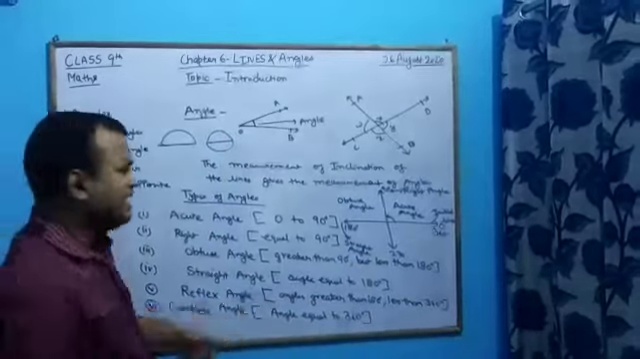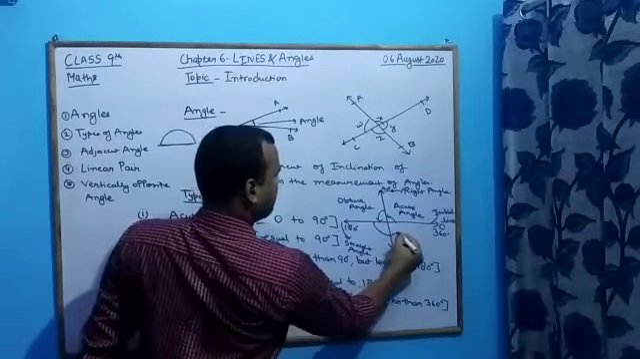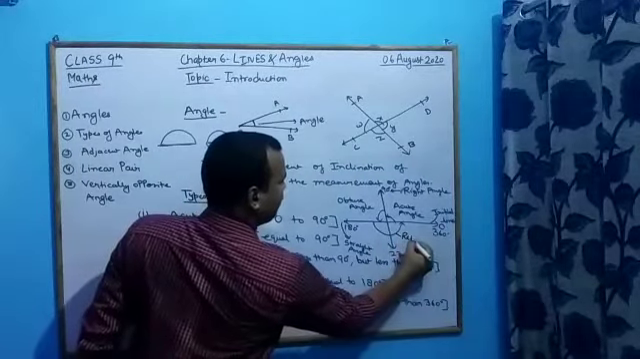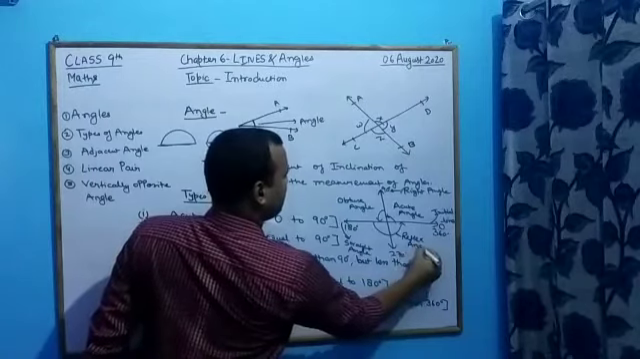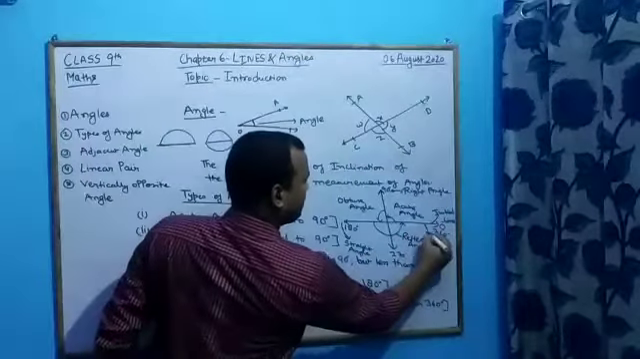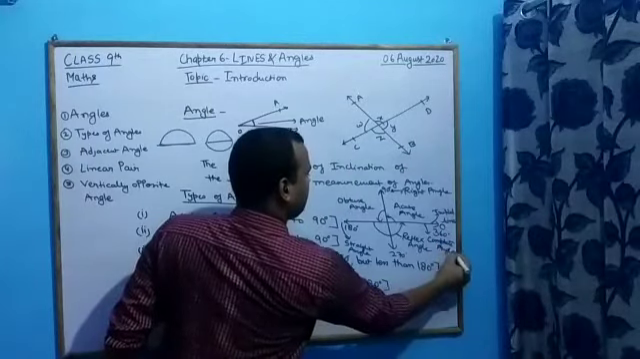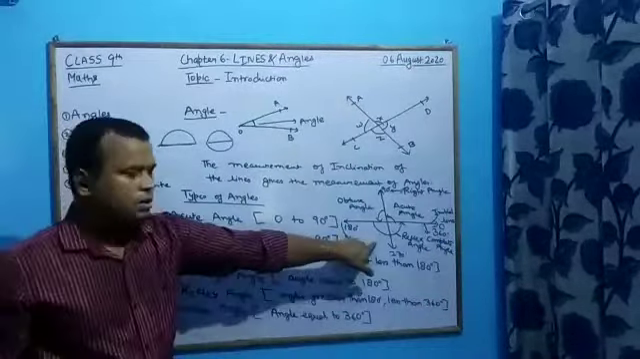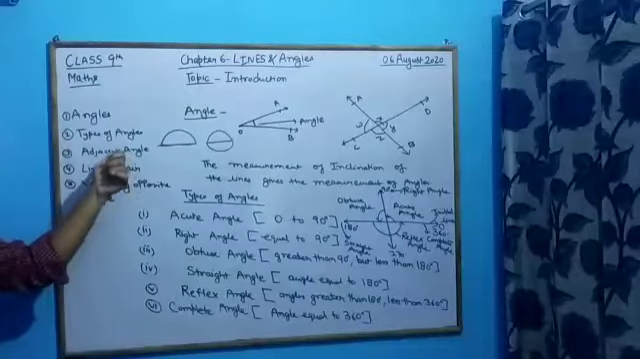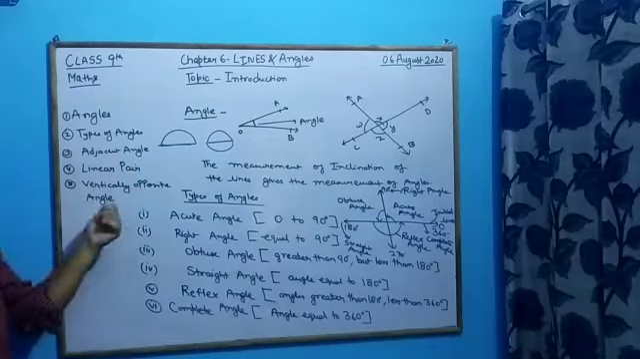Again, the angles lying in this region, greater than 180 and less than 360, are known as reflex angles, and the angle equal to 360 is known as a complete angle. So in a single figure we have taken all the types of angles. Let us talk about the remaining three types: adjacent angle, linear pair, and vertically opposite angle.